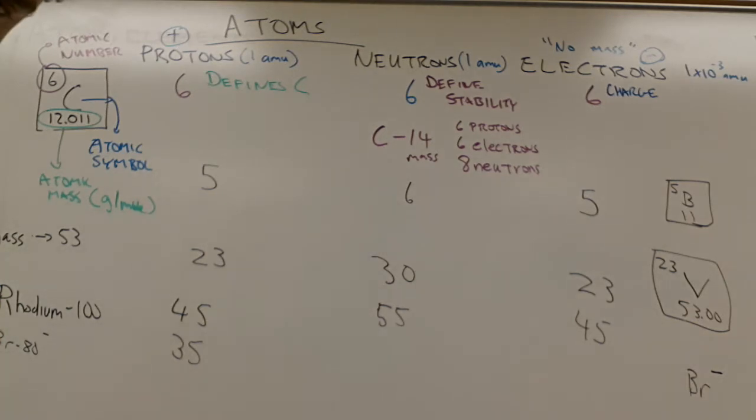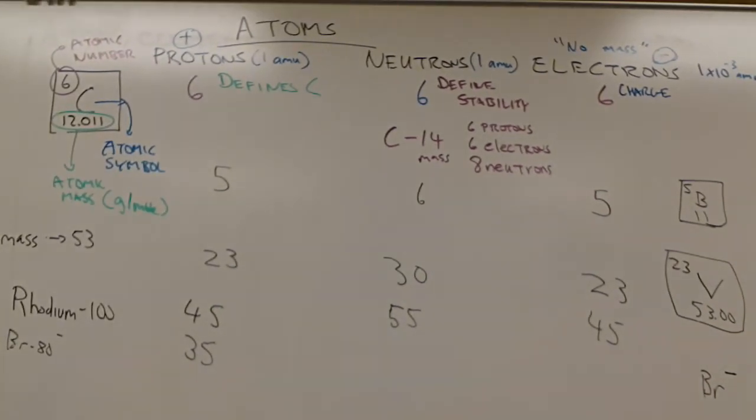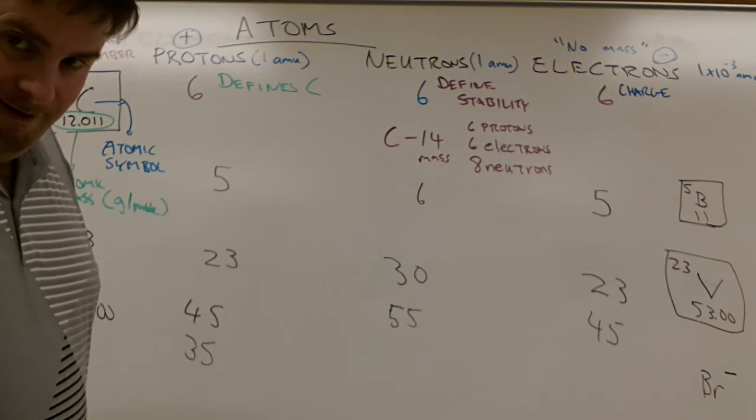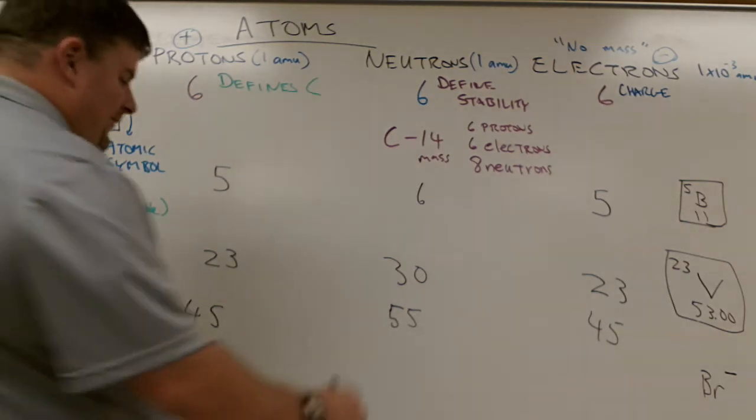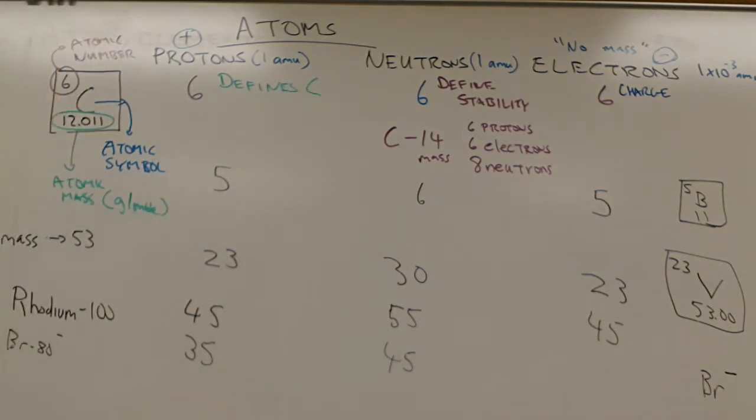Br80, okay, with a minus charge. Right? 80 minus 35 is 55. No. It's 45. Don't assume I'm always right. So 35 and 45, that's my mass.